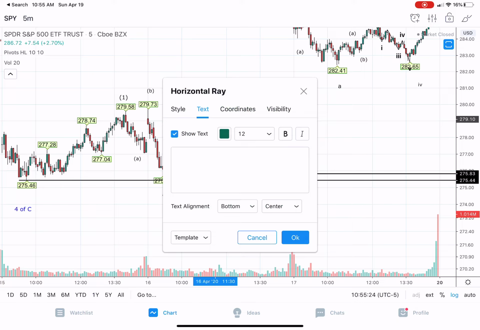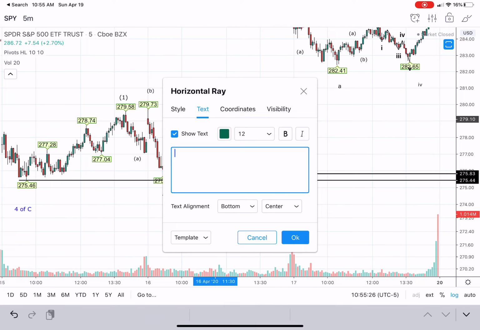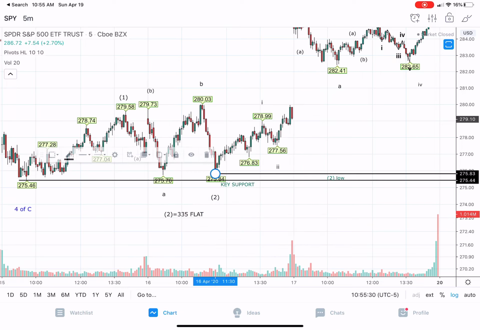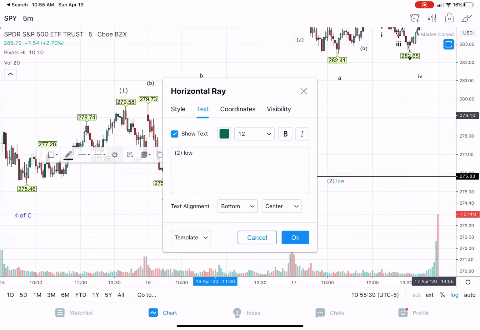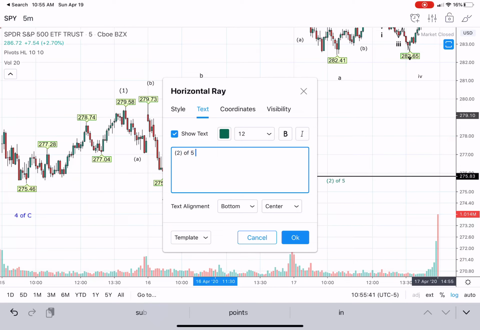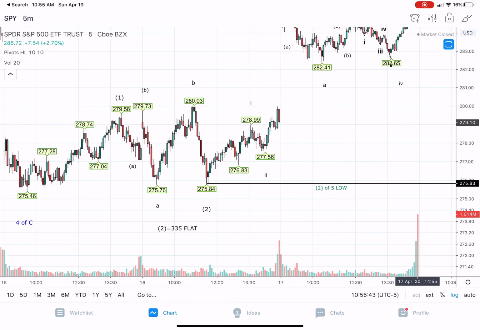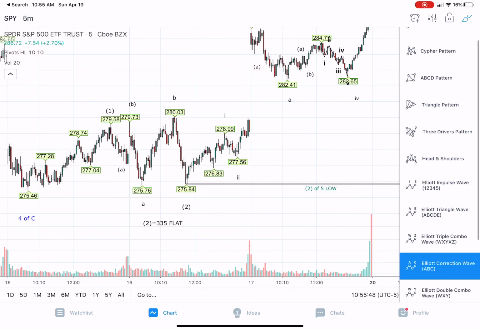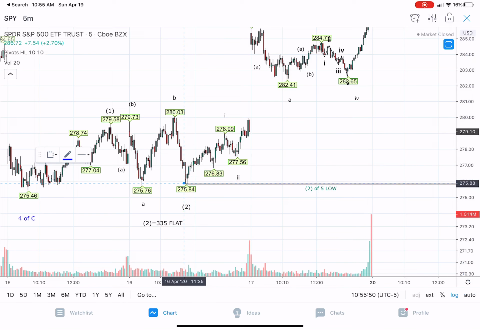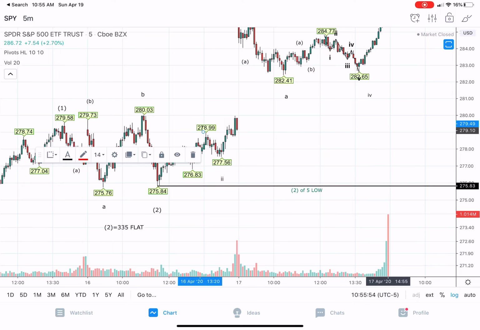So we know that this is a wave 2 low, or wave 2 of 5 low. So now we have to count 5 more subwaves. So here we have 1, 2, 3, 4, 5. So here we have a wave 1 here.